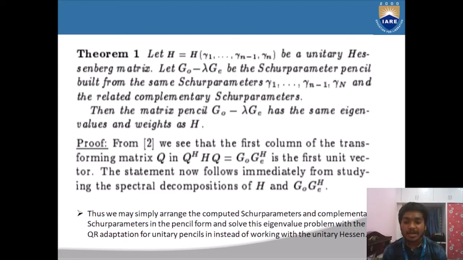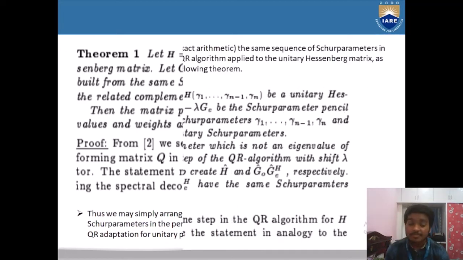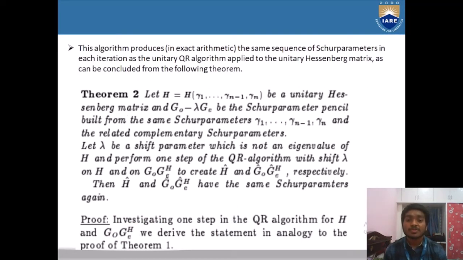We may simply arrange the computed square parameters and complementary square parameters in the pencil form and solve this eigenvalue problem with the QR adaptation for unitary pencils instead of working with the unitary matrix. This algorithm produces the same sequence of square parameters in each iteration as the unitary QR algorithm applied to the unitary Hessenberg matrix, as can be concluded from the following theorem.